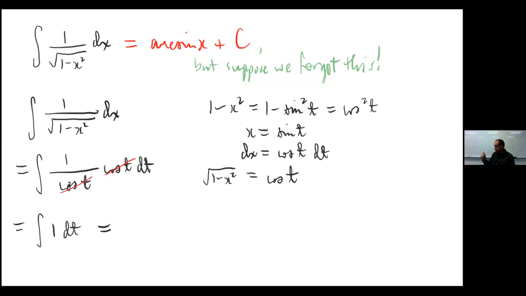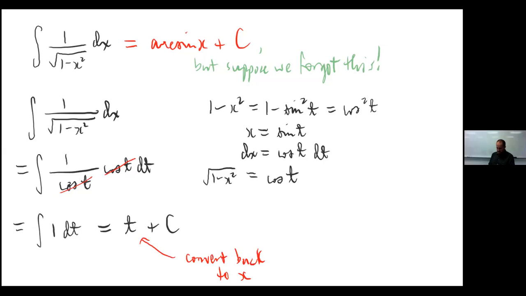And what is the antiderivative of 1 dt? Remember, you have to keep track of the variables very carefully. Writing dt and d whatever is very important at this juncture. It tells you what the variable of integration is. The antiderivative of 1 dt is t, and then of course plus a constant. And now I say, how do I convert this back? We need to convert back to x.